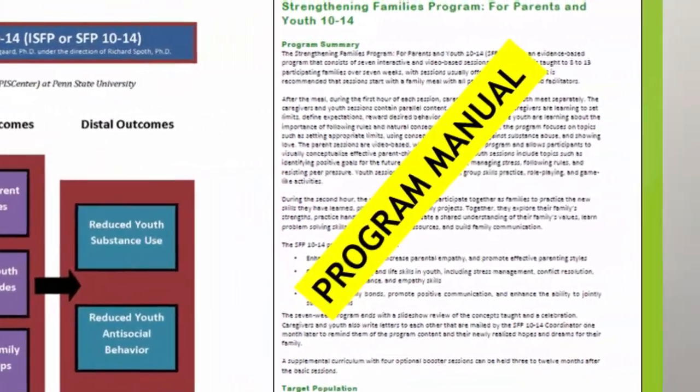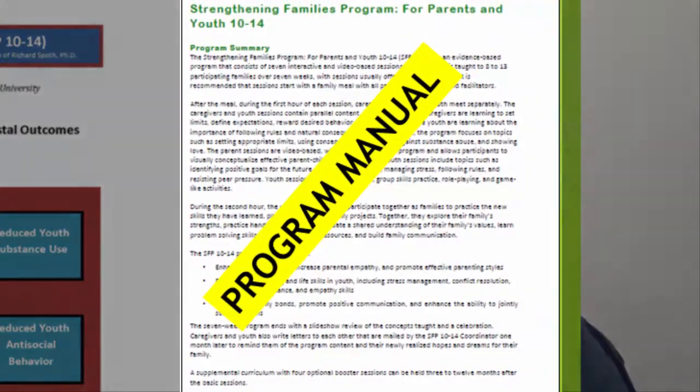Equally important is the program curriculum or manual. This gives detailed descriptions of the program's activities and components and provides instruction around how and when to implement which components. The program curriculum will also provide instruction on how long the program is to run, its duration, and how much, its dosage, is needed to achieve the targeted outcomes.